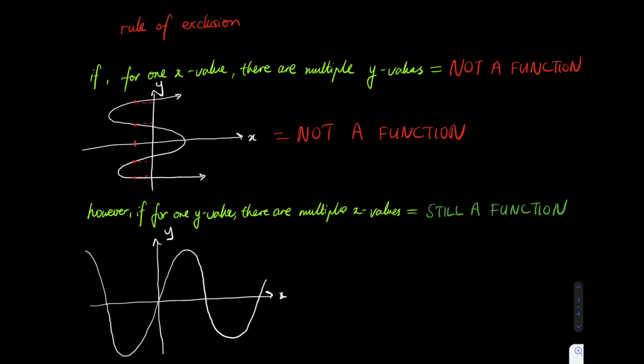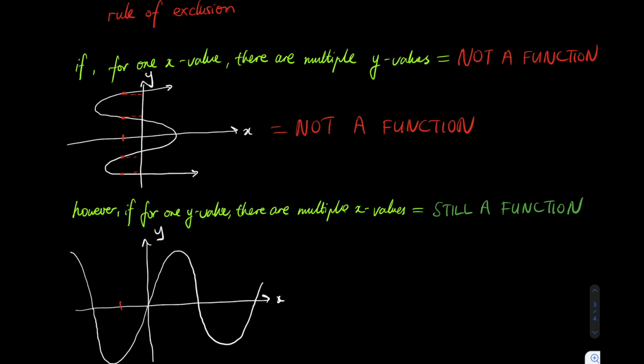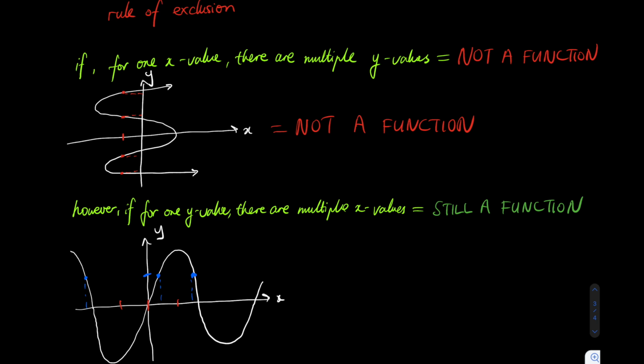Let's have a look at this second graph here. We can look at this x value here, or here, or here, and you realize that no matter what x value you take, there is only ever one y value. However, if we take one y value here, we realize that it reappears at many points with different x values. Therefore, this is a graph where, for one y value, there are multiple x values. However, for one x value, there is only ever one y value. And so this graph is still a function.